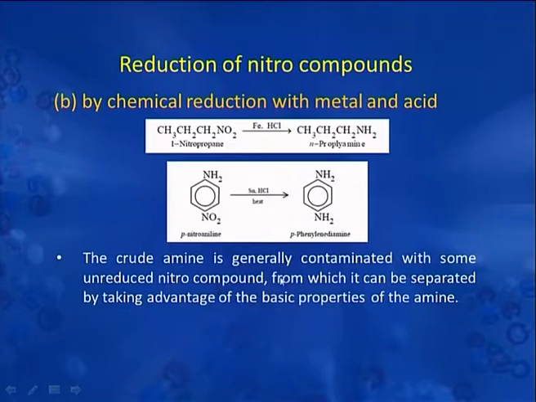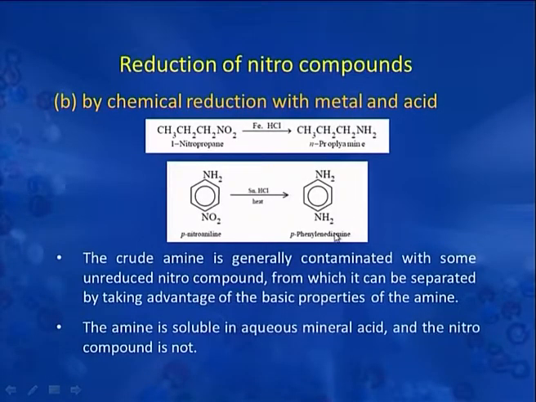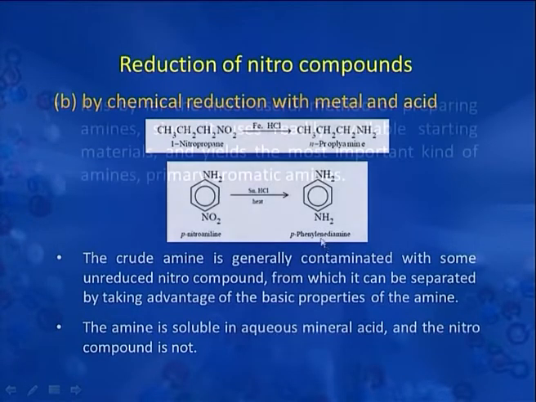The crude amine is generally contaminated. Crude means the amine which is produced after reduction. This is generally contaminated with some unreduced nitro compound, from which it can be separated by taking advantage of the basic properties of amine. You have already studied in your earlier lecture that amines are insoluble in water, but their salts are soluble. So we simply add acid to it, they are converted into their salt, become soluble in water, and can then be separated from unreacted nitro compounds present in the reaction mixture.